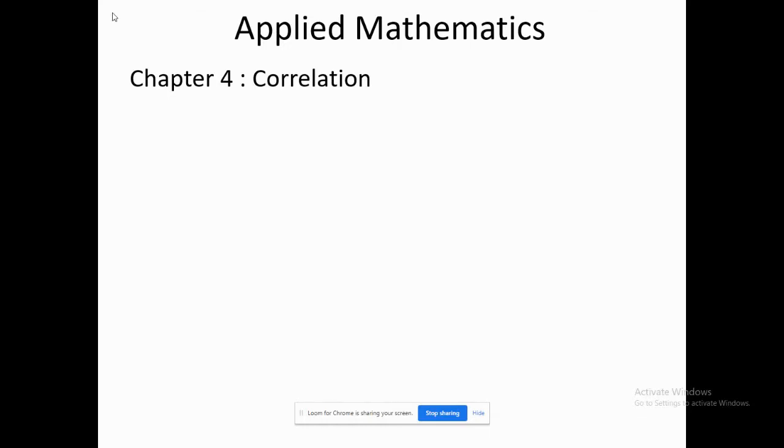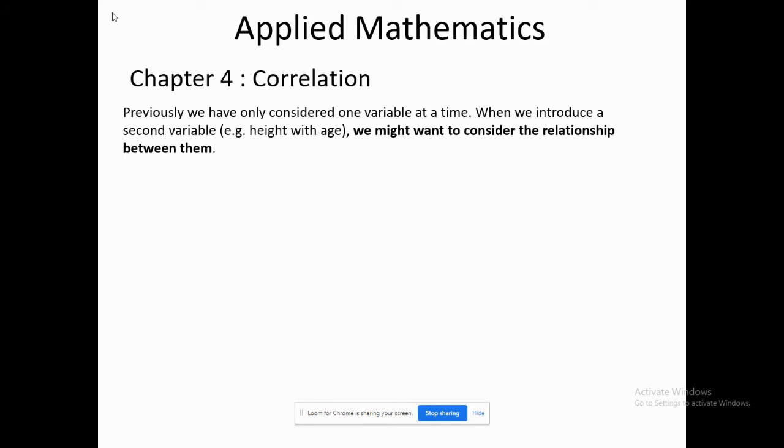Okay, welcome to the video from the Applied Mathematics course for A-Level Year 1, Chapter 4 on correlation. So far in Chapters 1 to 3, we've looked at data that only has one variable. We call that univariate data. We're now going to introduce data points that have two variables.